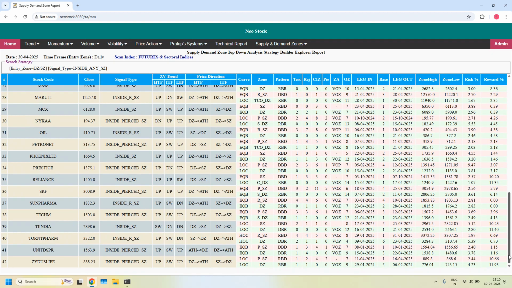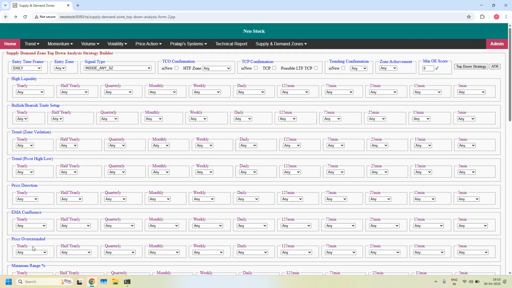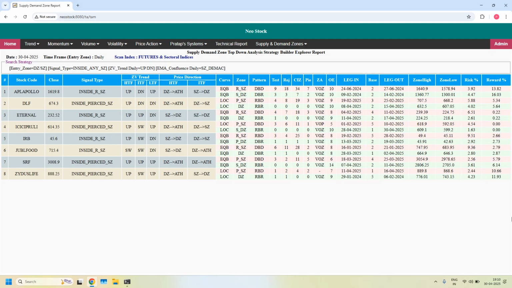We can further filter this list based on daily supply zone having daily EMA Confluence. And also trend on the daily should not be sideways. It can be up or down. So with these filters, the list has come down to 8 stocks. These 8 daily supply zones are having daily EMA Confluence and current price closed inside those daily supply zones. So this is about daily time frame.